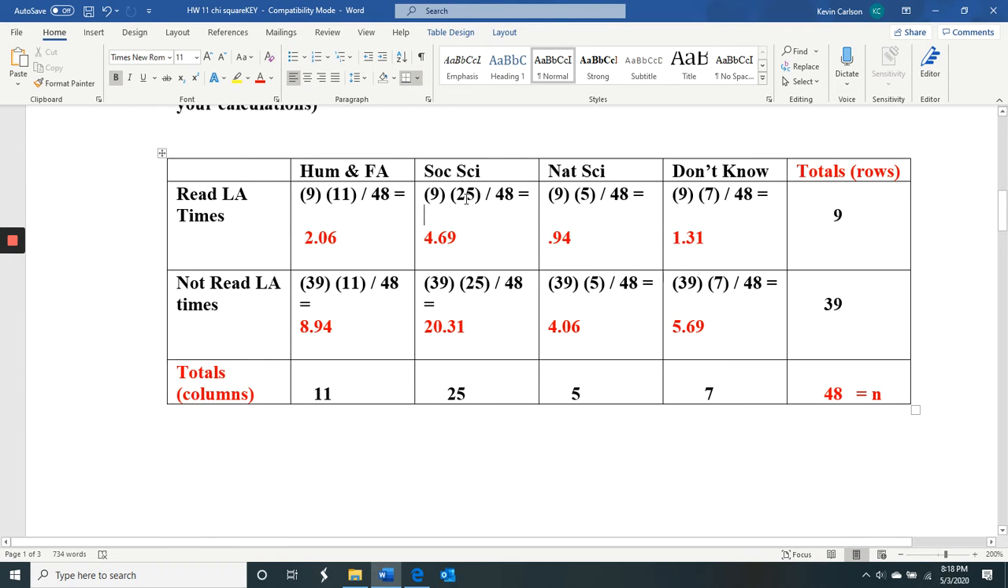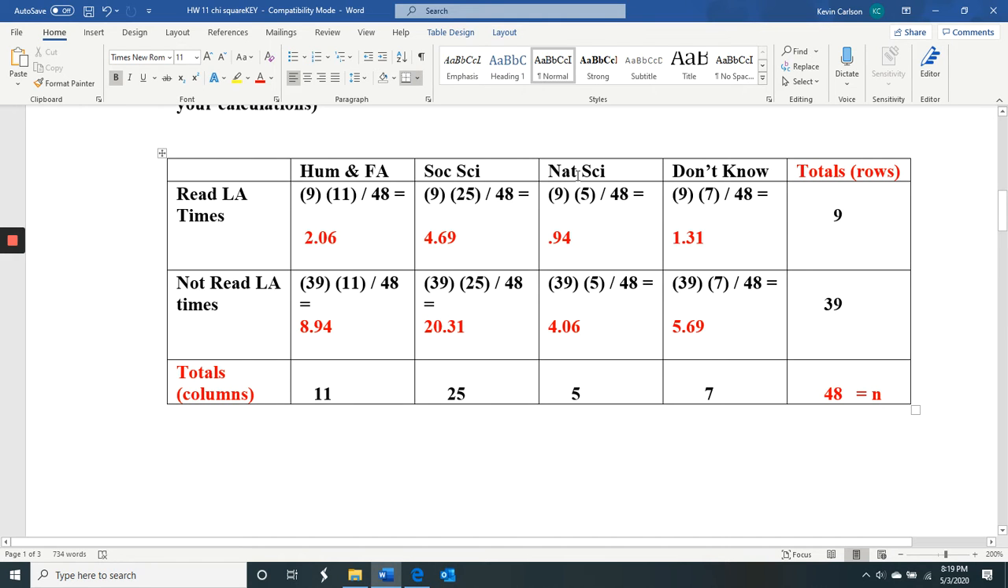So social science and reading the LA Times. We have 9 people reading the LA Times total in our sample. We have 25 social science majors. So 9 times 25 divided by 48. This is the expected value for that cell. Same thing for down here. I'm not going to do all of them. I'll just highlight a couple.